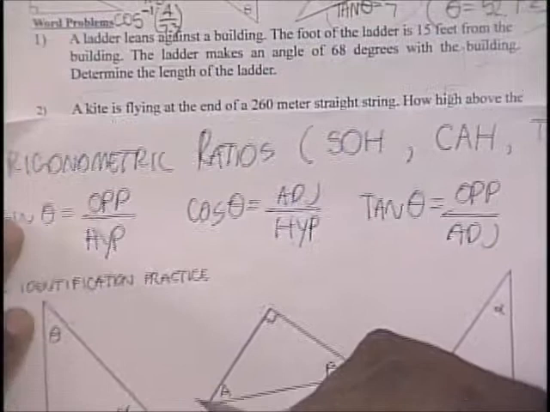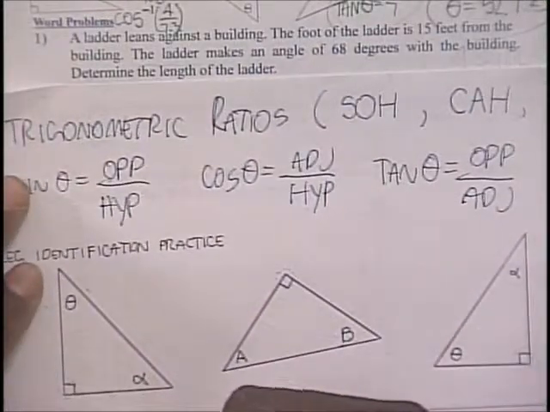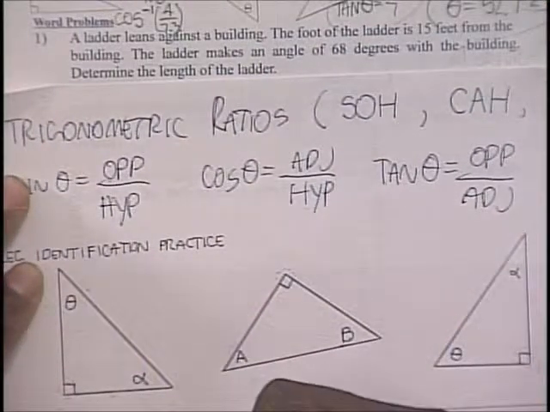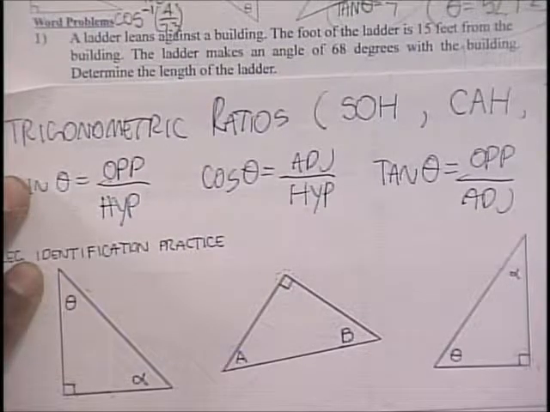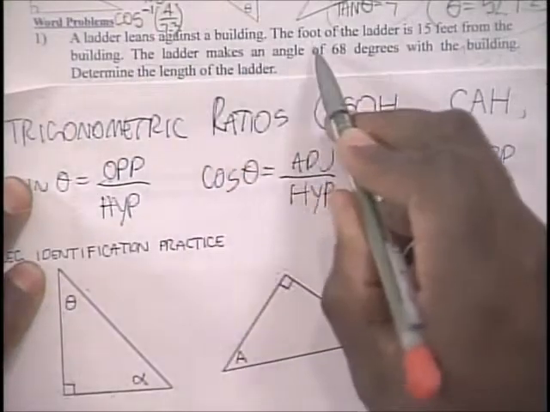So let's just draw a quick diagram. We have this building, and then let's say you have a long ladder. You've got this building, and this is the ladder. This is the ground. A ladder leans against a building.